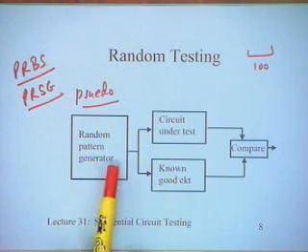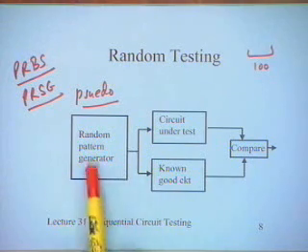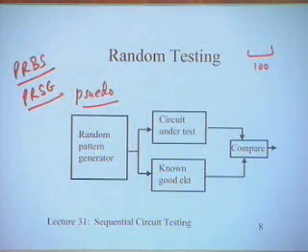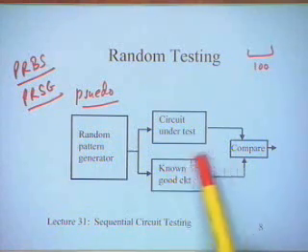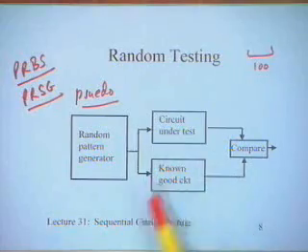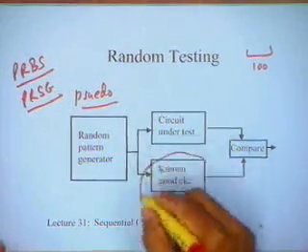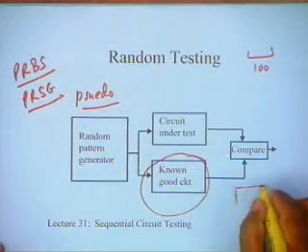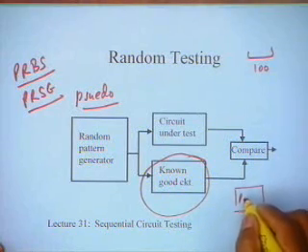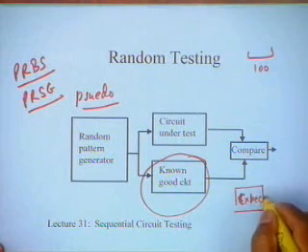So now, instead of a random pattern generator, you replace it by a pseudo random sequence generator, and then you do not really need a good circuit. You can replace this good circuit by the expected pattern result.